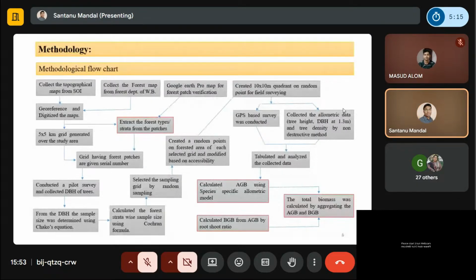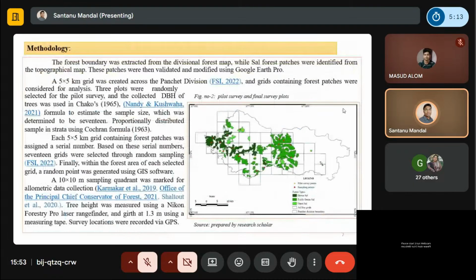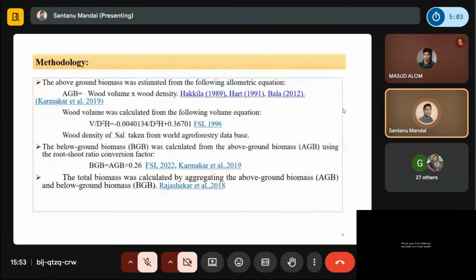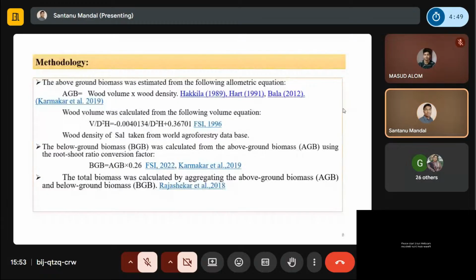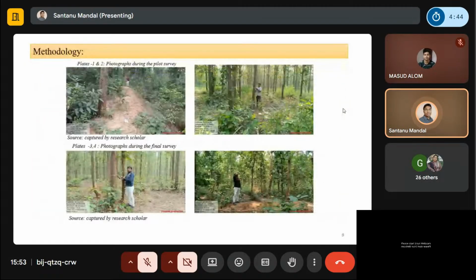And the map shows the sampling plots and pilot survey plots, and these are the details of the methodology. This is also the same for AGB, which was calculated by using wood volume into wood density, and volume was calculated through the following FSI equation, and above and below ground biomass were also calculated from this equation. These photographs were taken during the pilot survey and final survey.